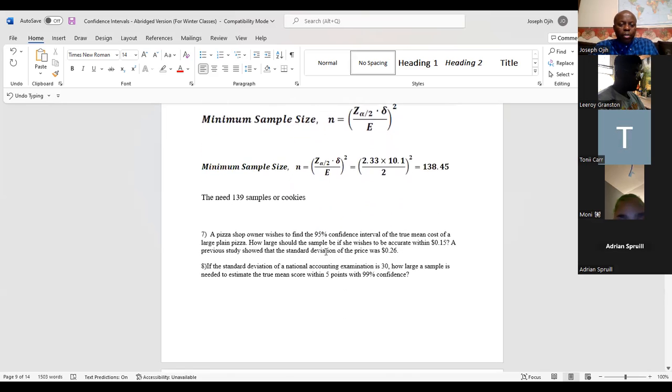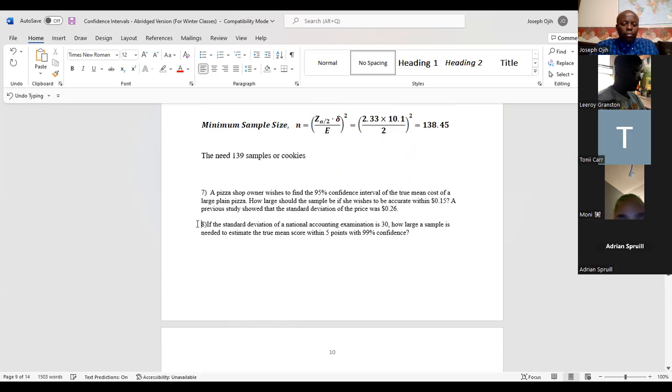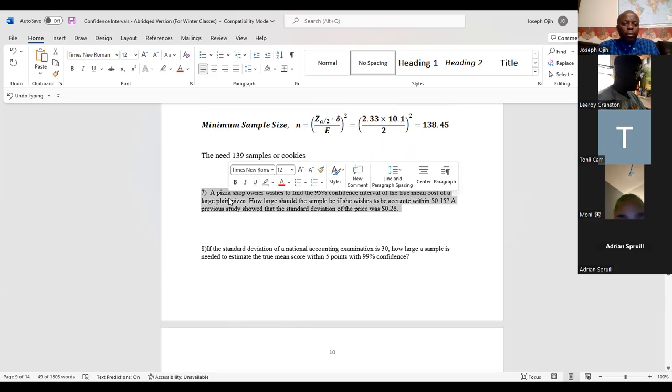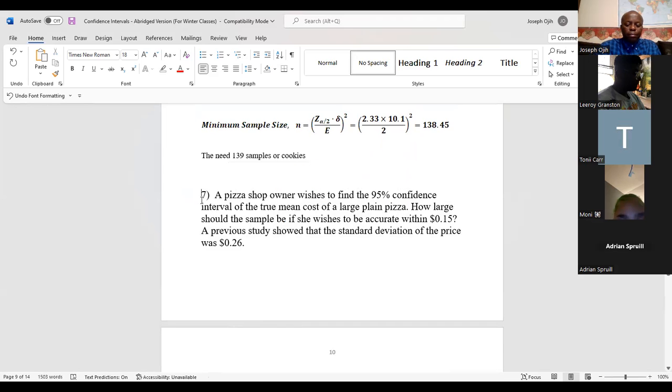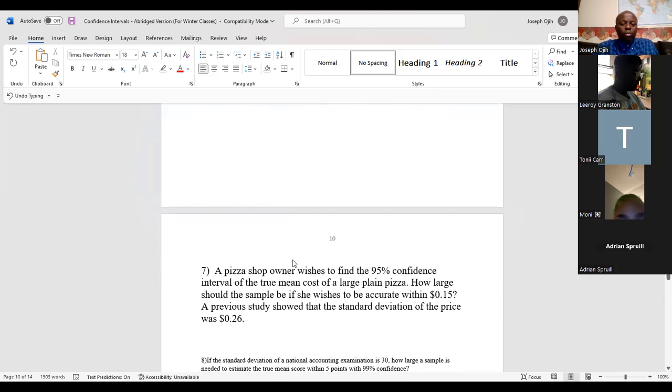Okay. Another example is this one, pizza store. A pizza shop owner wishes to find the 95% confidence interval of the true mean cost of a large plain pizza. How large should the sample be if she wishes to be accurate within 0.15? That means if there's an error, it's going to cost only 15 cents. A previous study showed that the standard deviation of the price was 26 cents.